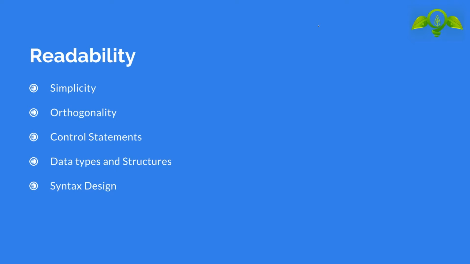And the third one is control statements. For instance, let us consider a program and we have a lot of go-to statements. If we see a lot of go-to statements, it is a huge task for a reader to understand. So, it majorly defines the readability of any program. That is control statements. And the fourth one is data types and structures.